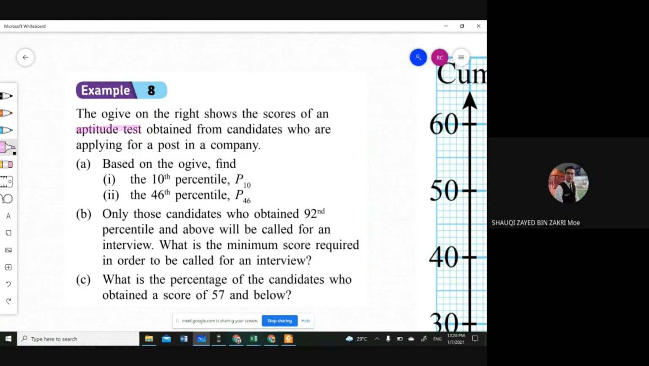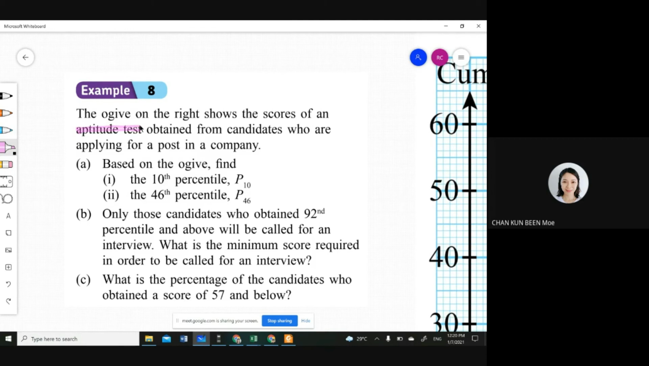Some of you say PT3. After your PT3? No, this is different. It is obtained from candidates who are applying for a post in the company. Sometimes when you apply for a post anywhere else, they are going to test you to see your performance. There are all kinds of tests.